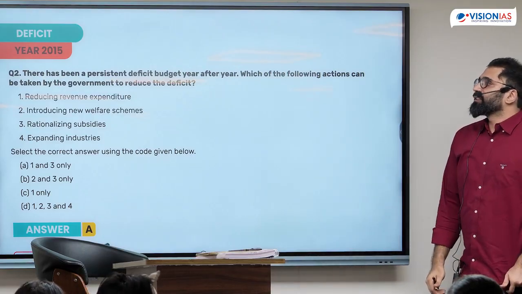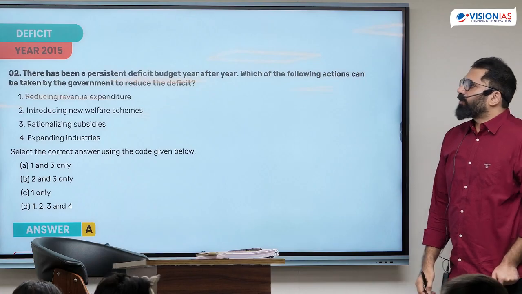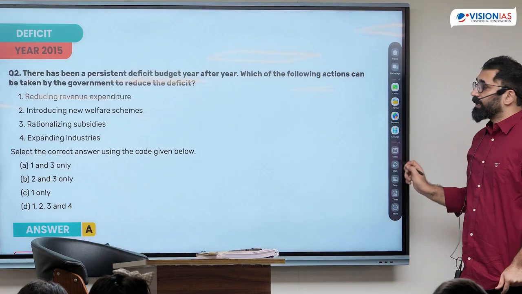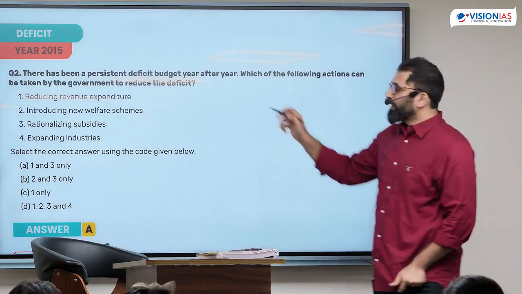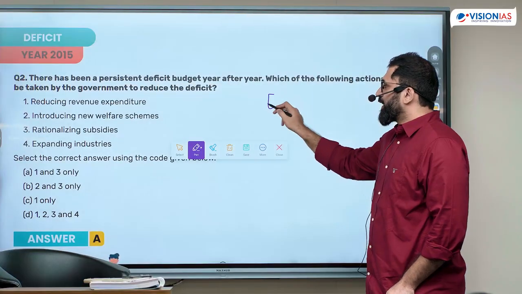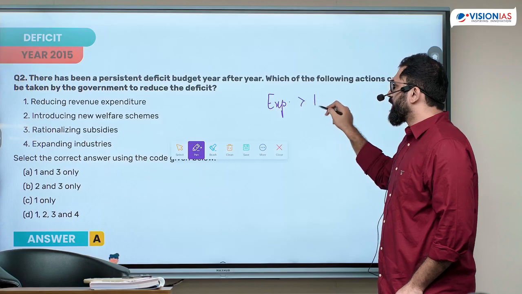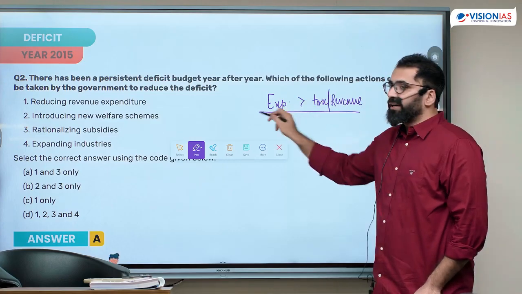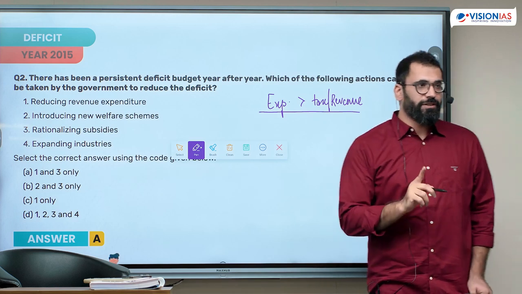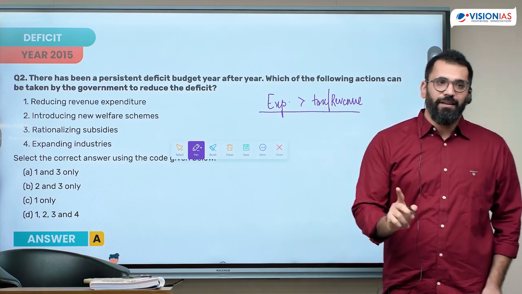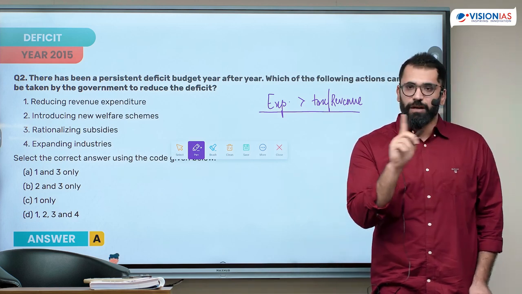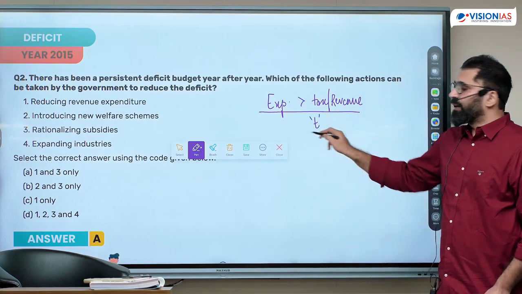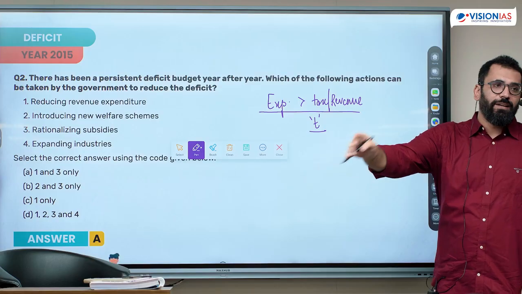There is a persistent deficit budget year after year. Which of the following activities can be done by the government to reduce the deficit? What is the meaning of deficit? The deficit is, I have expenditure more than the tax or more than the revenue which I have collected in a particular time period. Deficit is always time specific. Debt is combined deficits. It has no time component. It's a stock variable. Deficit will always have a time component.